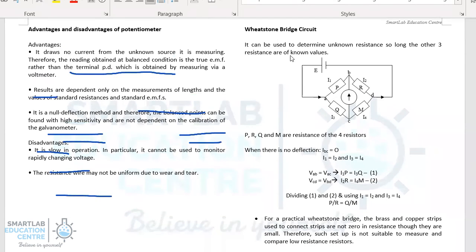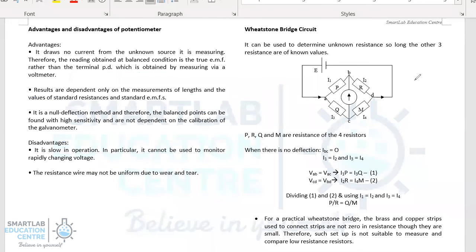Now let us take a look at the Wheatstone Bridge. The Wheatstone Bridge is connected as such, with a galvanometer. Again, the resistance will be adjusted such that the galvanometer shows a null deflection. When the galvanometer shows a null deflection, it means the potential difference across A to B is the same as A to C, and the potential difference across B to D is the same as C to D. With that established, we are able to establish the relationship between each of the resistors in the Wheatstone Bridge.